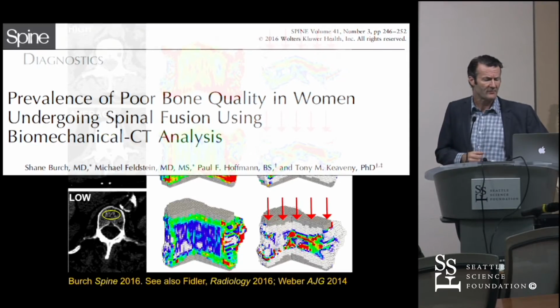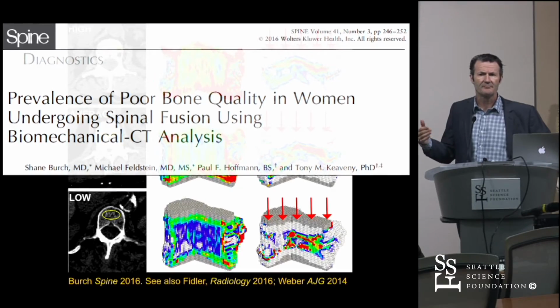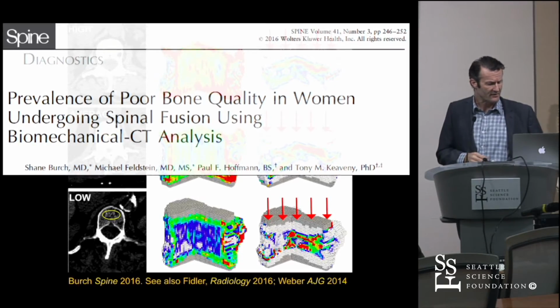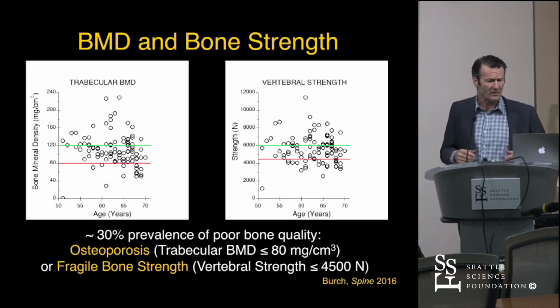So here's a study out of UCSF with Shane Birch, and we just applied the technique retrospectively to some scans he had for women between 50 and 70 who had had a fusion at UCSF, and who had a CT that showed the L1 or the L2 without any metal hardware. And it worked very well. We were able to analyze all the scans. Here are some results from that.